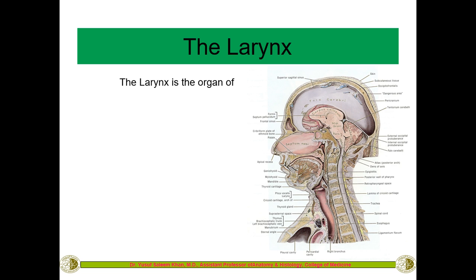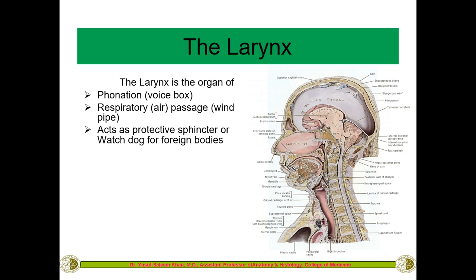So the larynx, as you know, is an organ of phonation, that is, it produces voice. That's why it is also called the voice box. It is also the passage for respiration, so that's why it is also called the air passage or windpipe. So it has two functions. One, it produces voice, the important one. The second one is it is also a respiratory passage.